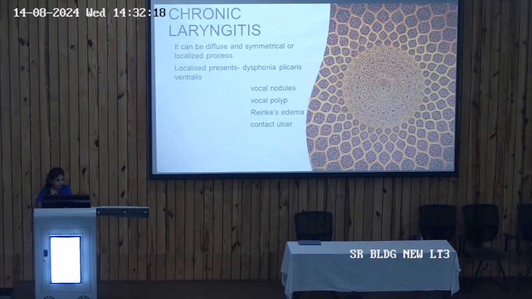It can be chronic laryngitis, which can be diffuse and symmetrical, or a localized process. When it is localized, the patient can present with diseases like dysphonia plicae ventricularis. Then vocal nodules can happen, and vocal polyps can happen. There can be Reinke's edema involving the Reinke space, and contact ulcer. Contact ulcer means the contact point when the vibrating vocal cords touch each other, which is usually at the anterior 2/3 and the posterior 1/3 point.